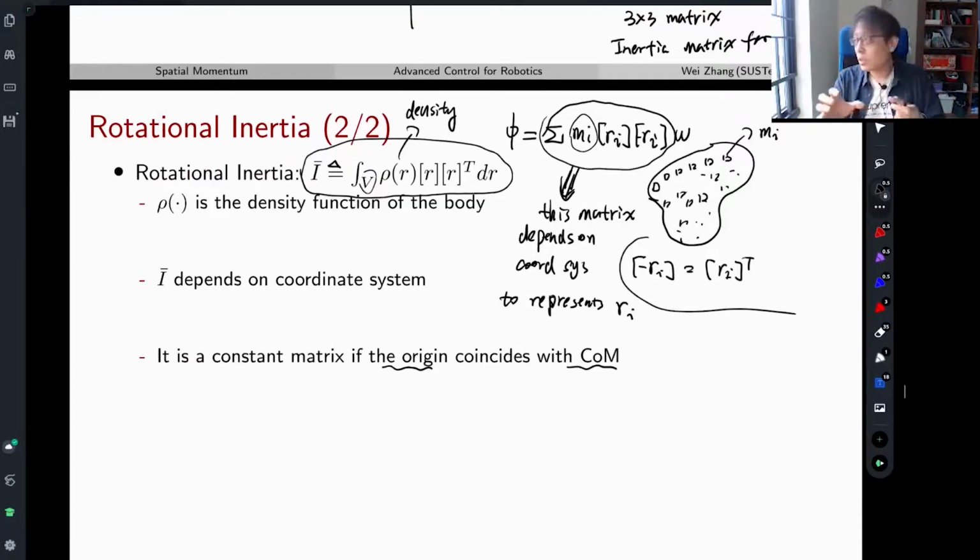Otherwise, you don't have to be co-located with the center of mass, as long as it's related to a frame that is fixed to the body, it's fine. It will be constant. If the frame is the inertial frame, then the body is moving, and this inertia matrix will also be time dependent.